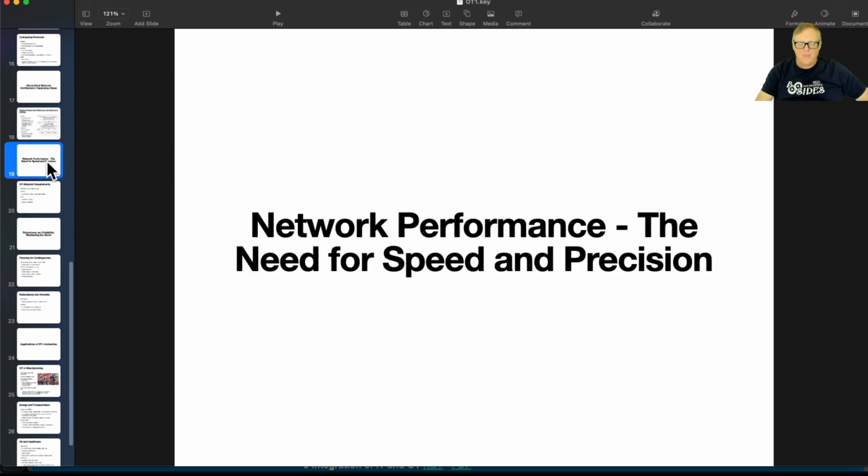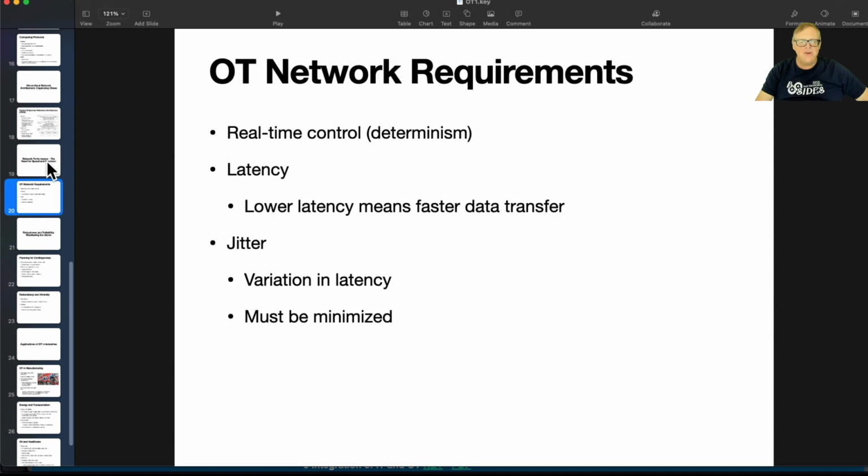So, the need for speed and precision. You need real-time control, you need low latency, and you need to minimize jitter. That's what you need for your OT network.